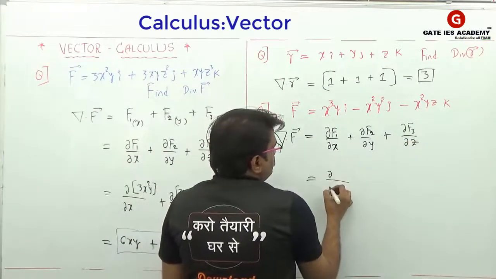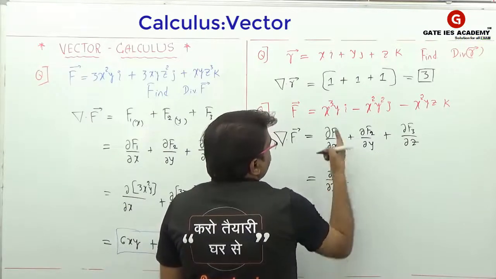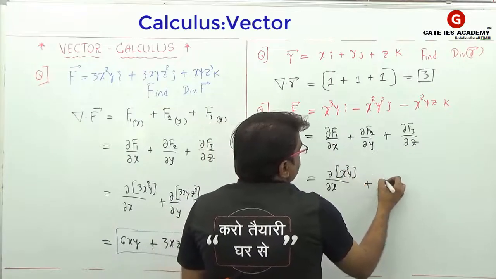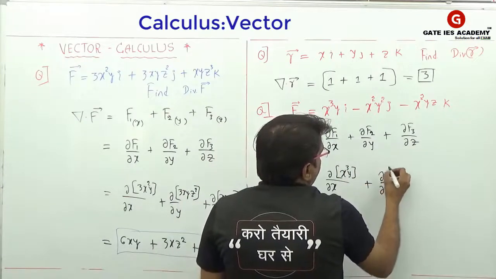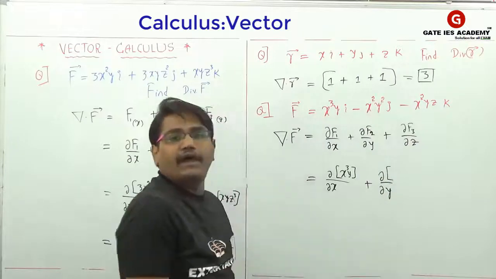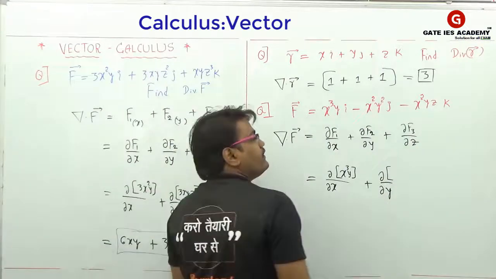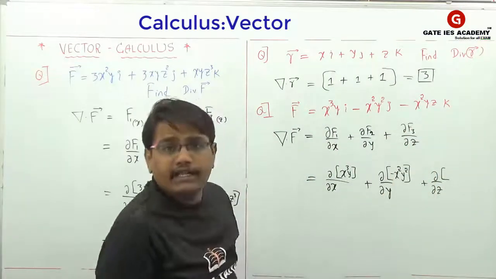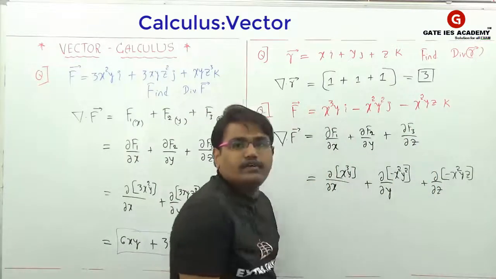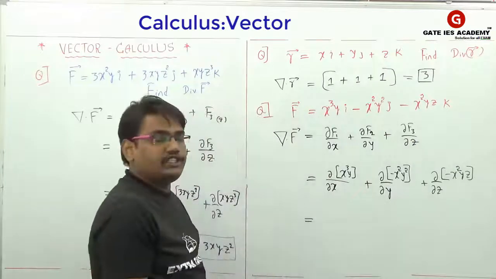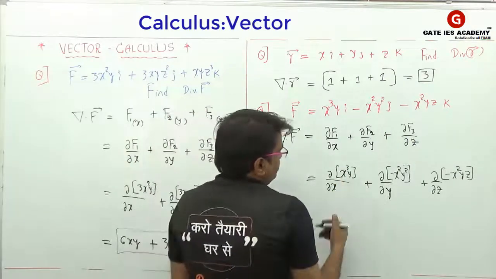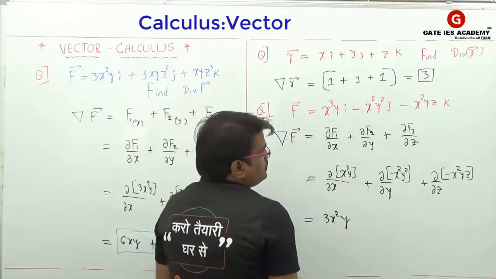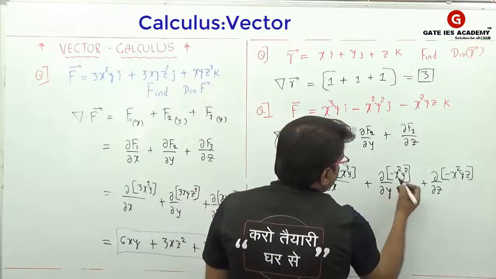Now ∂/∂x of f1, x cube y, plus ∂/∂y of f2, that is minus x square y square. Then ∂/∂z of f3 is what? Minus x square y z, right? So now differentiate it with respect to x, what will it be? 3x square y, correct? Now with respect to y, this is minus 2y.